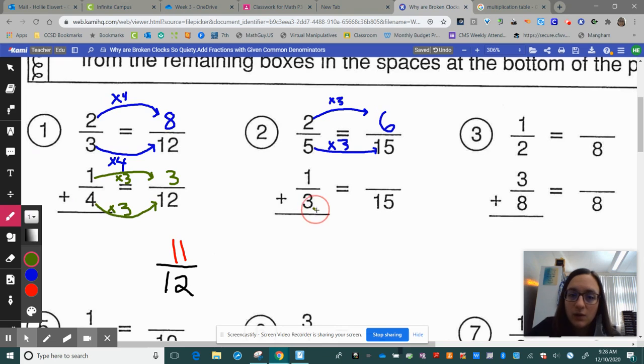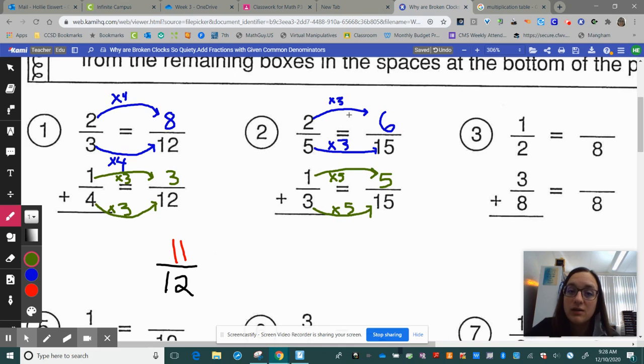Same thing down here. 3 times what gives us 15? 3 times 5 gives us 15. So we're just going to multiply 1 by that number. 1 times 5 gives us 5.